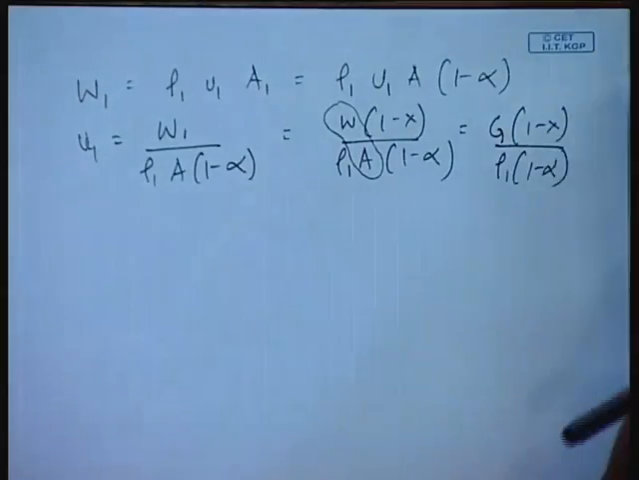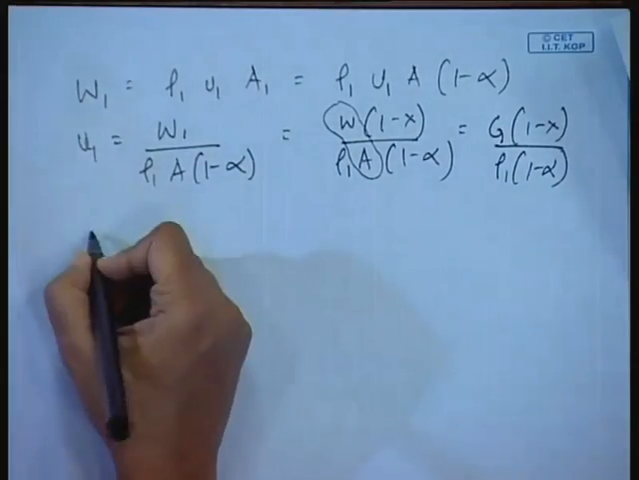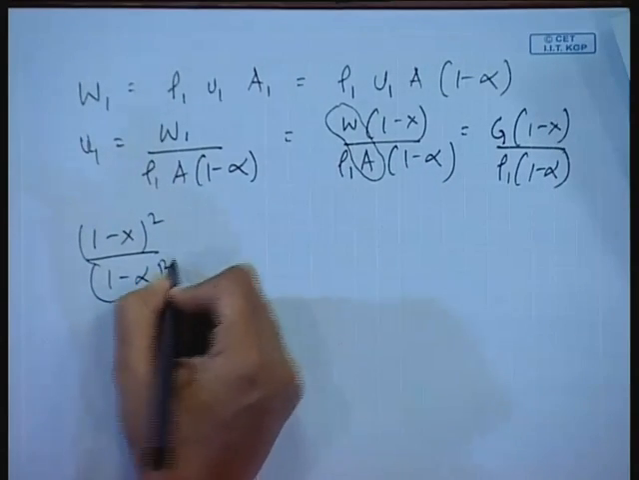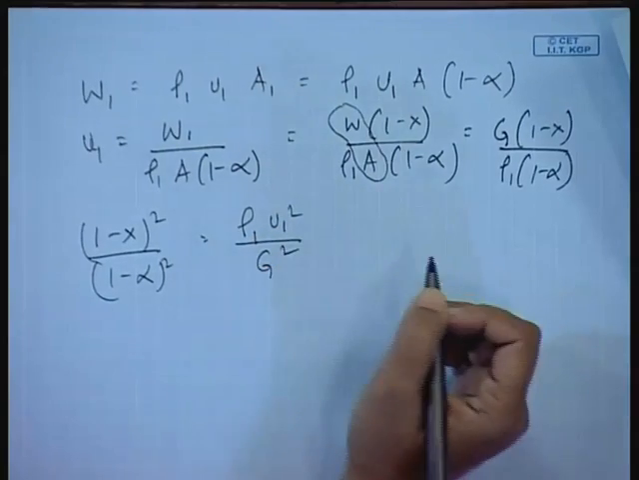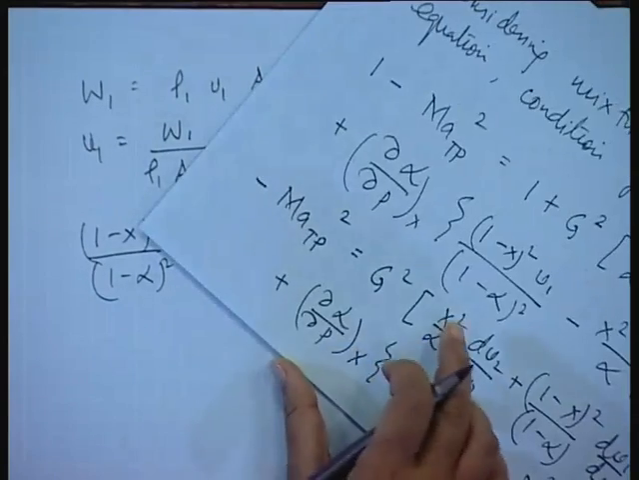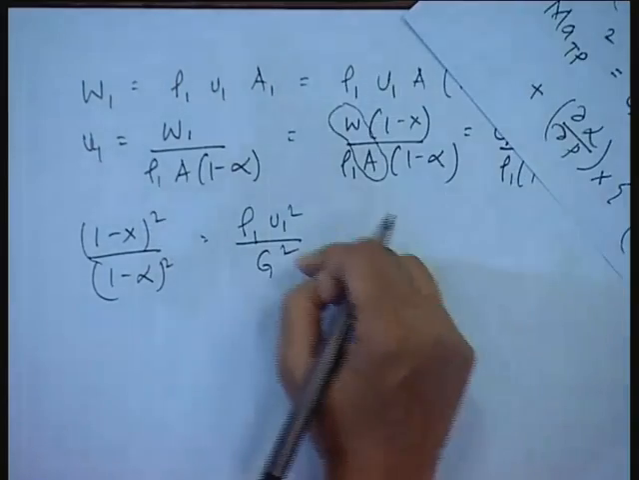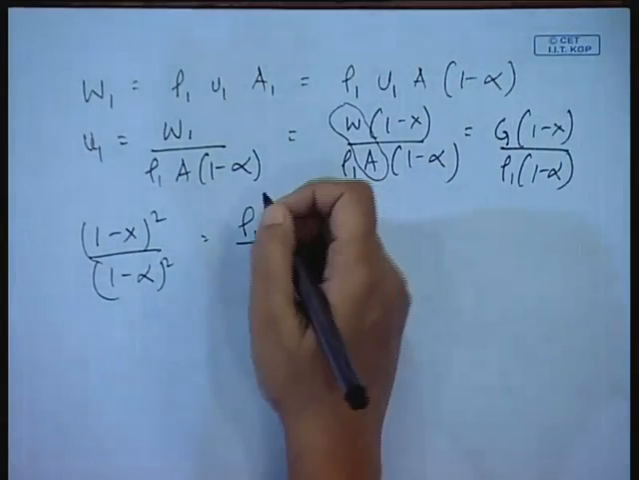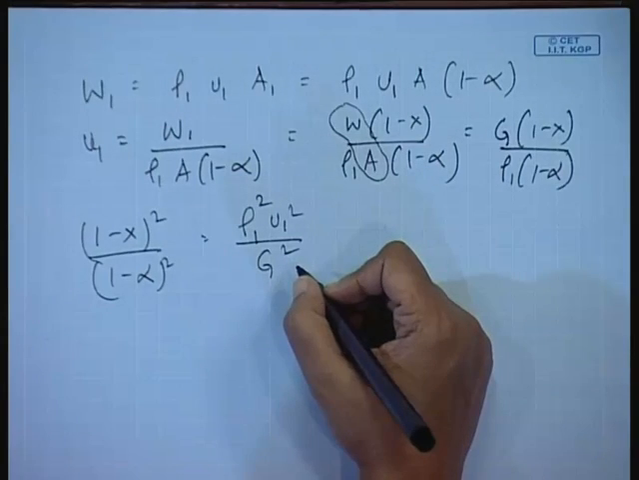We can substitute it here and find that (1 minus x) whole squared by (1 minus alpha) squared is nothing but equal to rho 1 squared U1 squared by G squared. Fine. So instead of this particular term, we can substitute this particular term here. Okay.